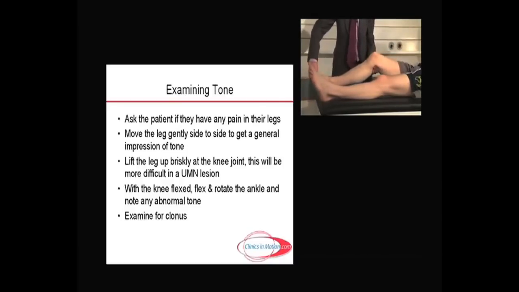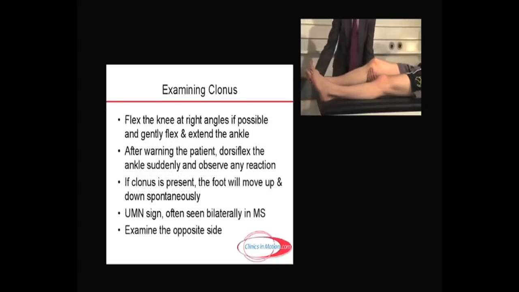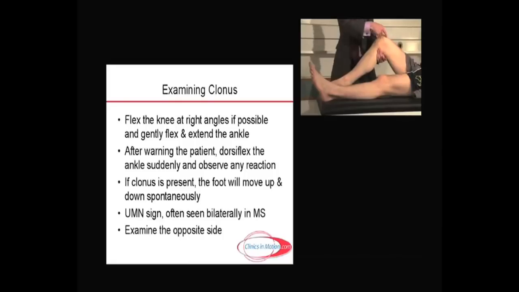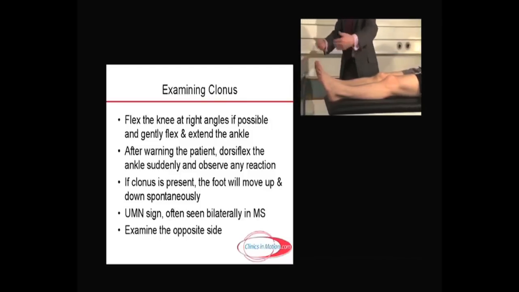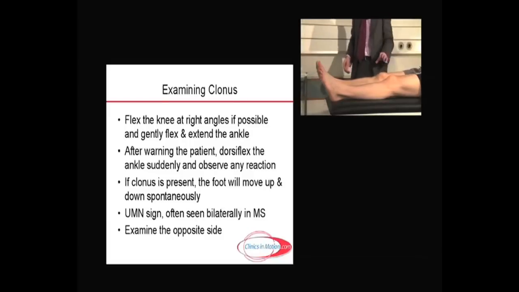If there isn't, I proceed to clonus, in which case you bend up the knee and make a right angle if you can at the knee and a right angle at the ankle like this. And gradually, if you can relax the patient, don't rush it, don't go too hard, and then you warn them, I'm going to give your leg a flick down a second, so don't get a fright. So a little flick like that. And if it's clonus, it'll go like that, and that'll be upper motor neuron signs, often seen in MS bilaterally with bilateral clonus. So it's normal tone here, but you're looking for increased or decreased tone of the leg.